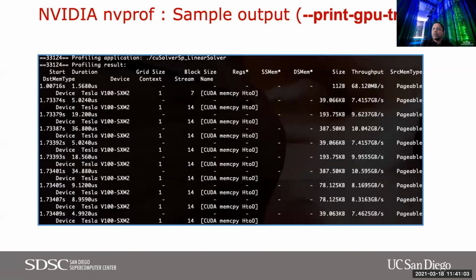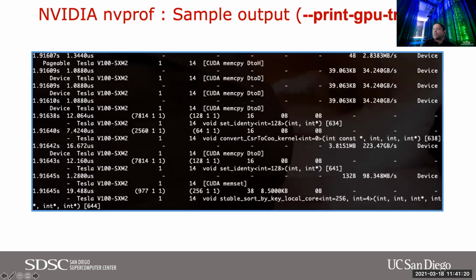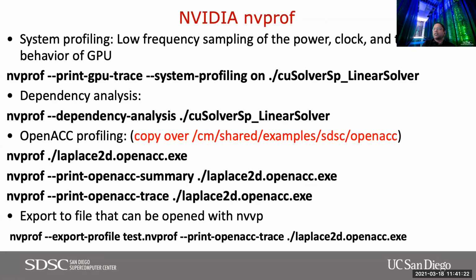So what does an output look like? This is just sample output from the GPU trace. You can see that there is a start and end, and start and duration, and it's basically a chronological order of what's going on. There are a lot of host to device copies in this case in the beginning, but you can basically look at the output there.